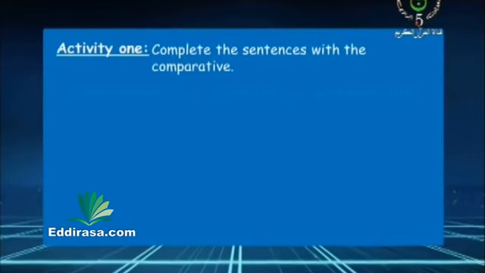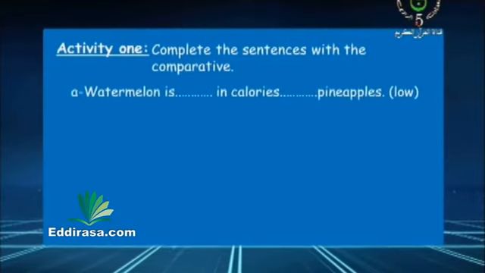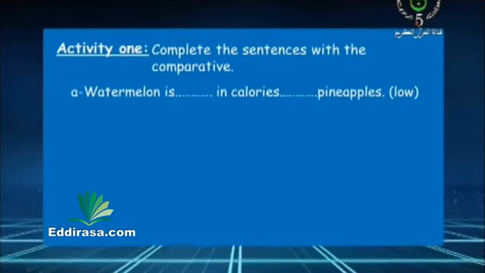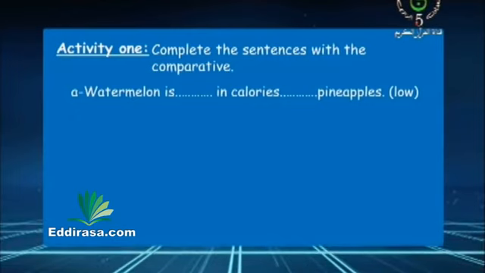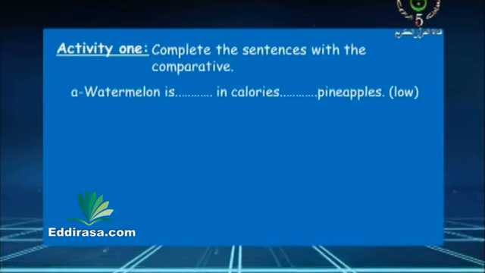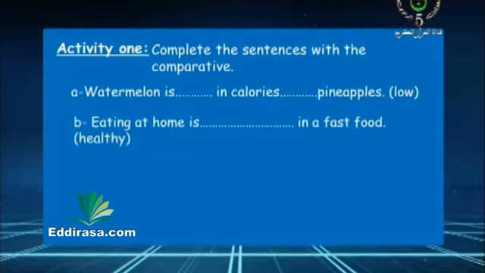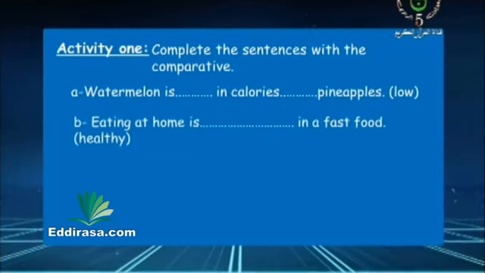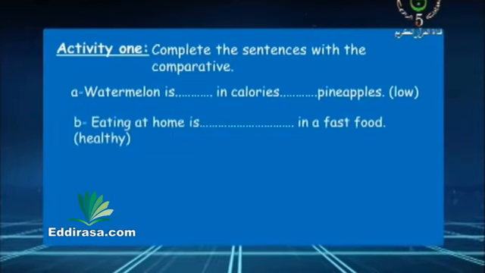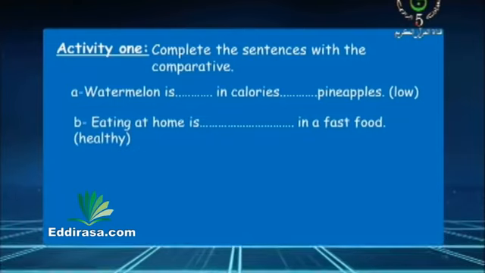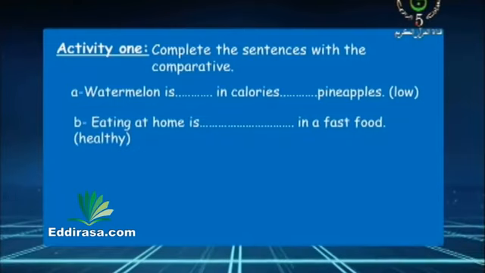Now, let's complete the sentences using the comparative. A. Watermelon is, in calories, pineapples. Here you have to use low. B. Eating at home is in a fast food. And here you have to use the adjective healthy.